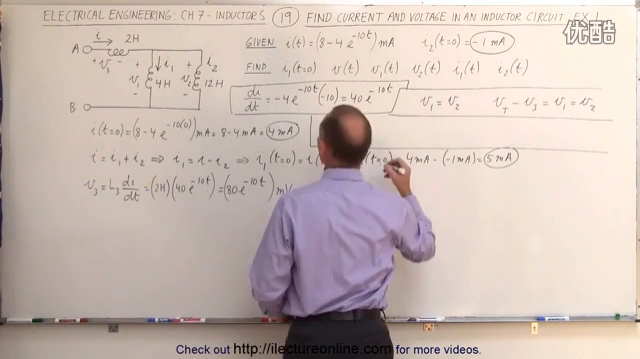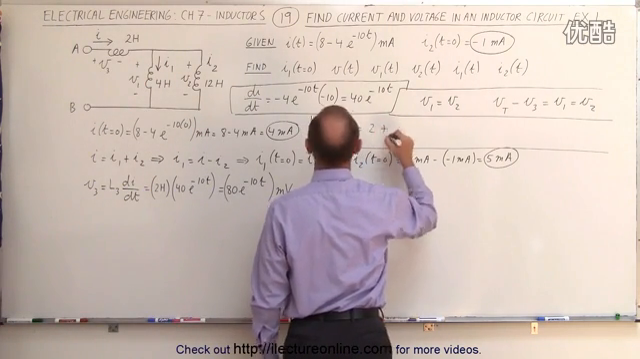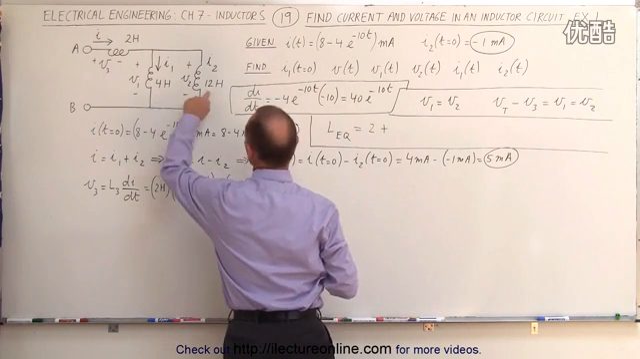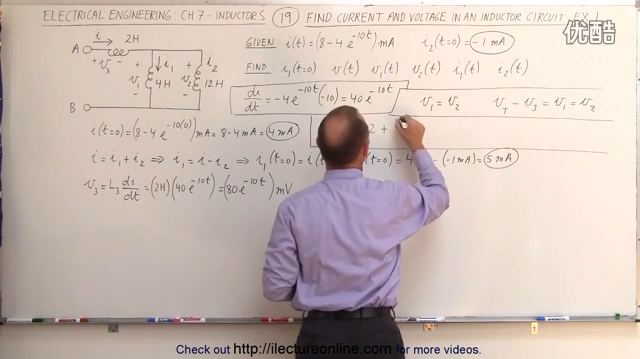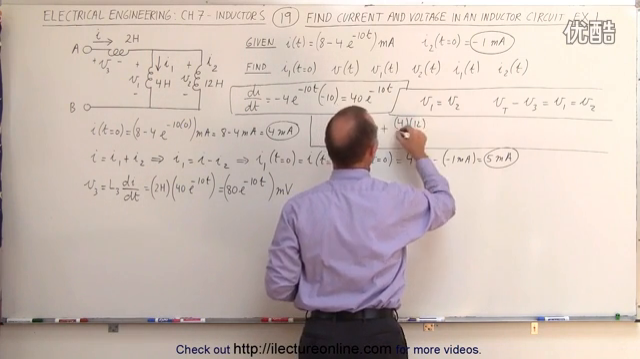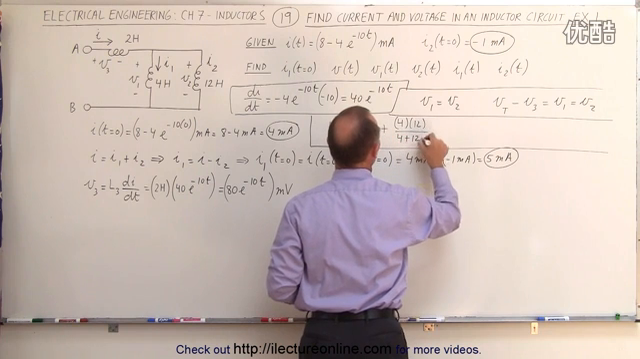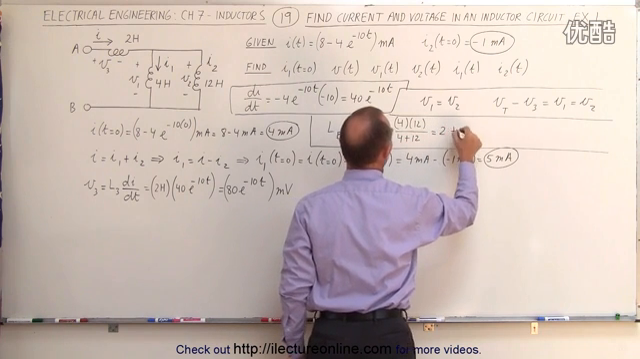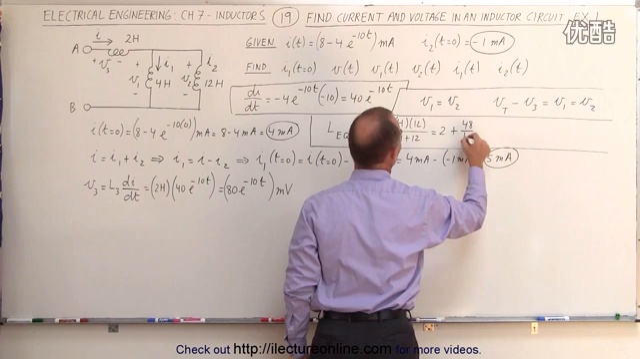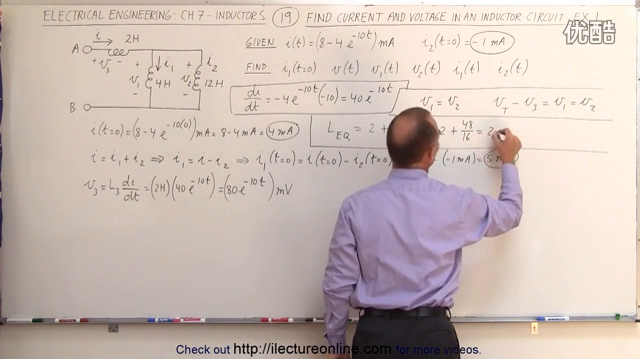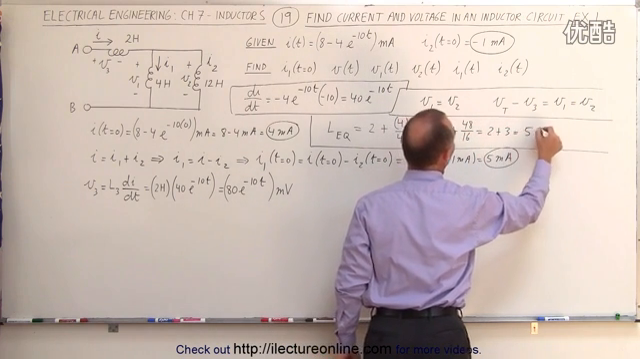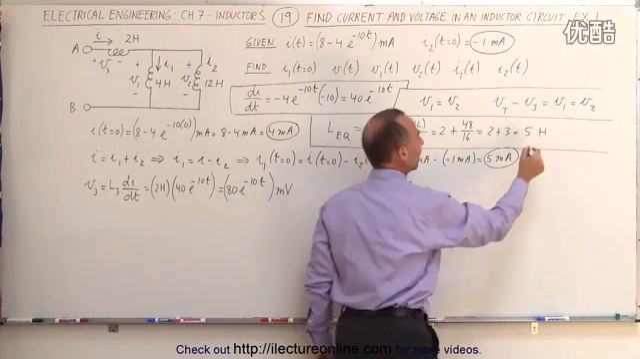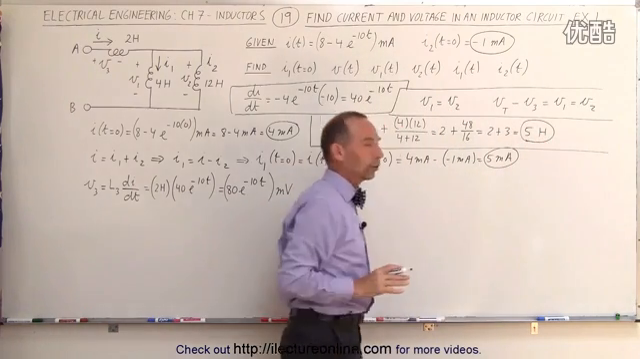That means L equivalent is equal to 2 henries plus the product over the sum of these two. That would be 4 times 12 divided by 4 plus 12, which is equal to 2 plus 48 over 16, which is 2 plus 3, which is 5 henries. 5 henries is the equivalent inductance of the whole circuit.